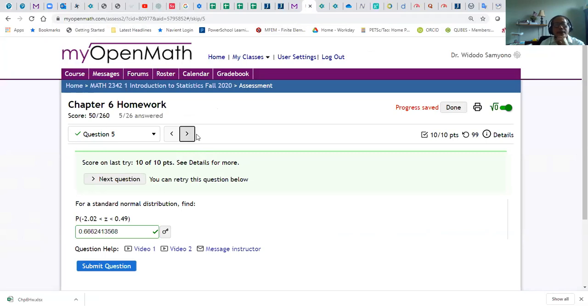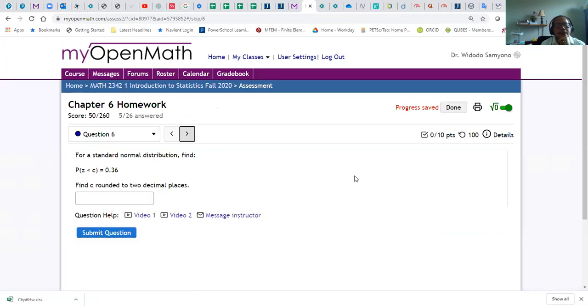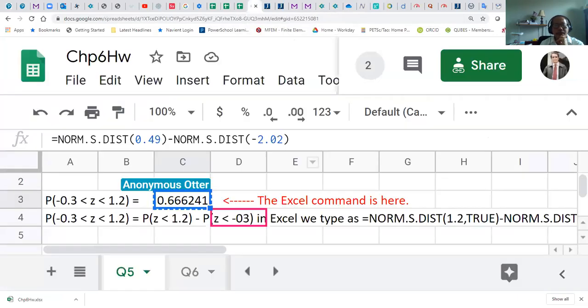Okay, and number 6. For number 6, you can see here, you know the probability, right? But you didn't know what the number is here. So you have to use what we call the inverse of the standard normal distribution, okay? So in Excel, you can use this command here for number 6, right?